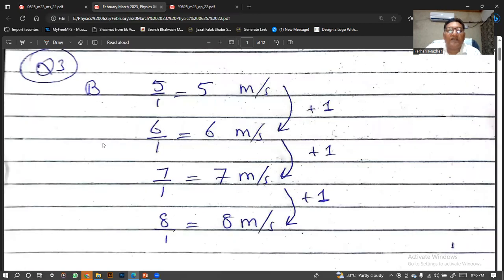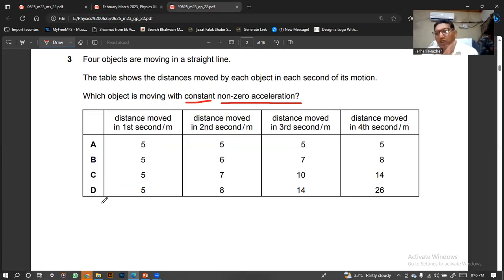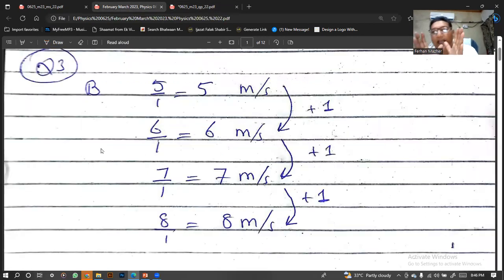I have done this on a paper for option B. In the first second, in option B, the distance traveled is 5. In the second second, the distance traveled is 6. In the third second, the distance traveled is 7. In the fourth second, the distance traveled is 8. So I will find out the speed in all 4 seconds. In the first second, the distance is 5. The time is 1 second. So it will be 5 by 1. That will be 5 meters per second.